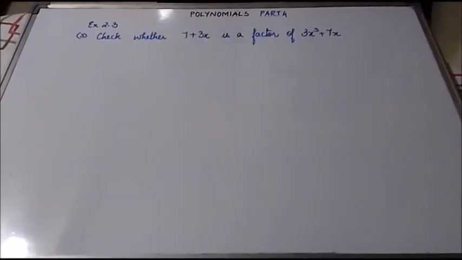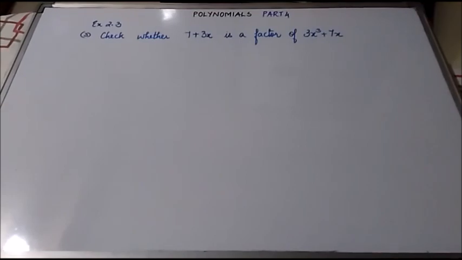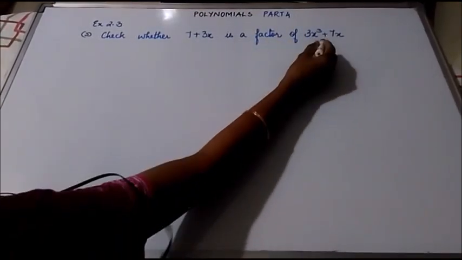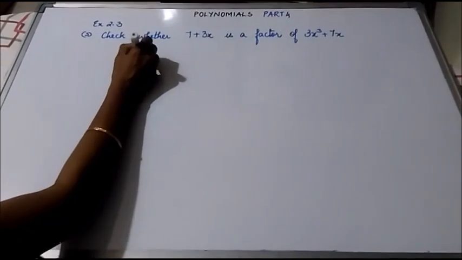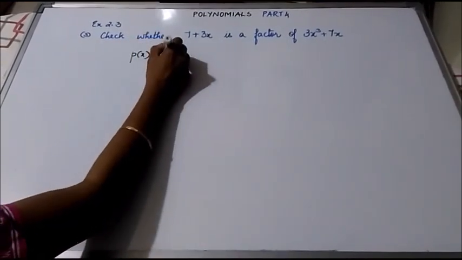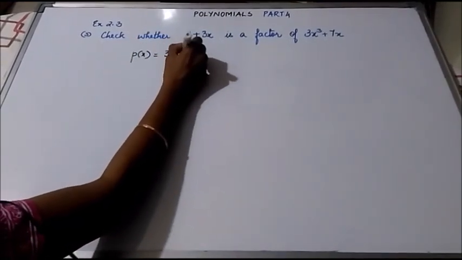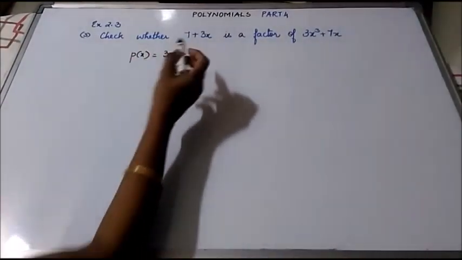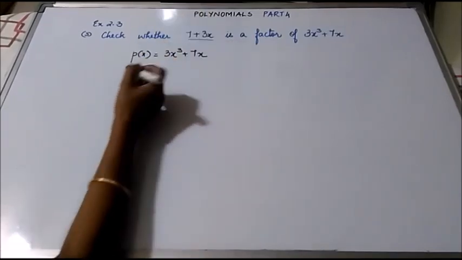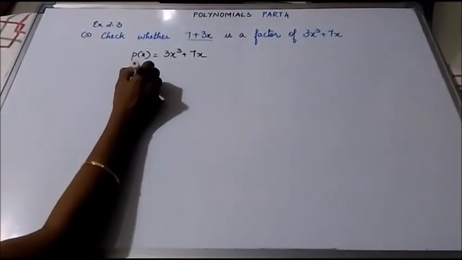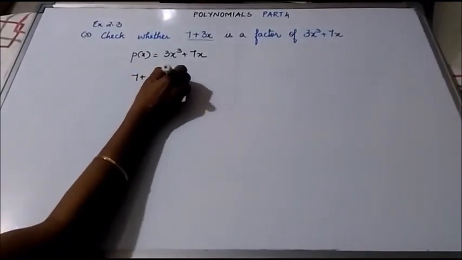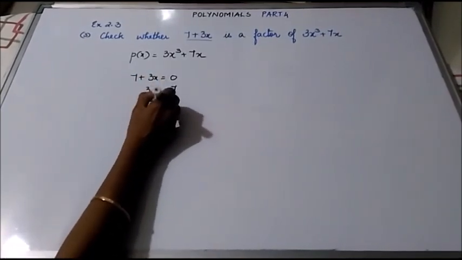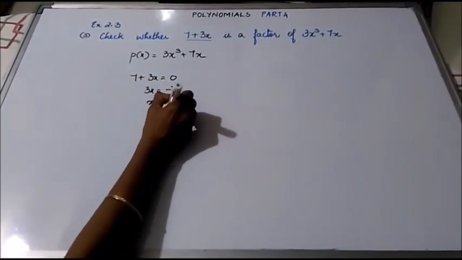Exercise 2.3, the third question. The question is, check whether 7 plus 3x is a factor of 3x cubed plus 7x. Let us denote the given polynomial by p of x. What is the next thing that you are supposed to do? You are supposed to find the 0 of 7 plus 3x. So let us find the 0. 7 plus 3x equal to 0, we write. 3x equal to minus 7. x equal to minus 7 by 3.